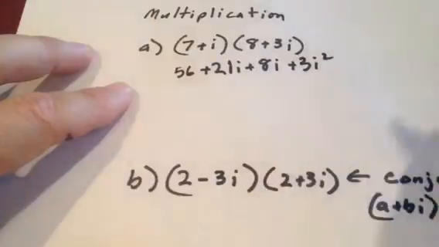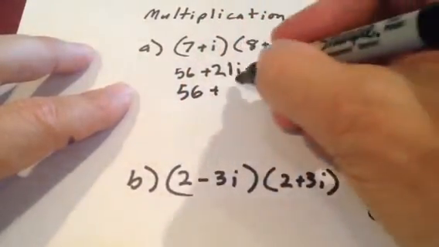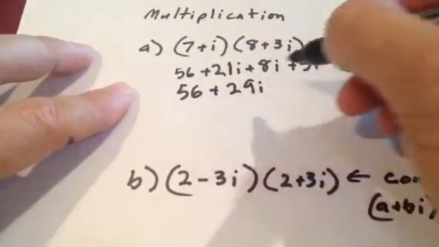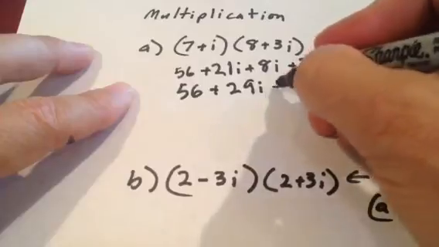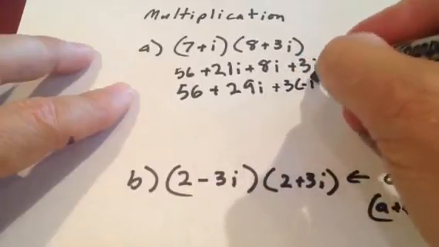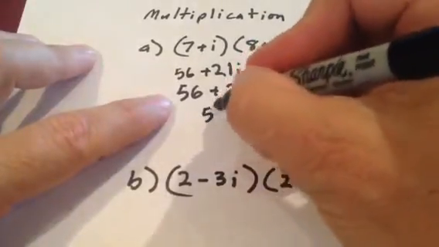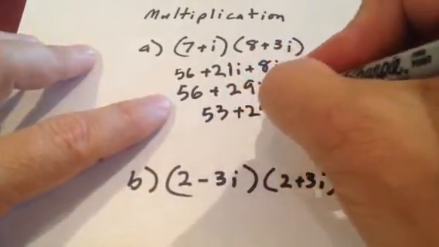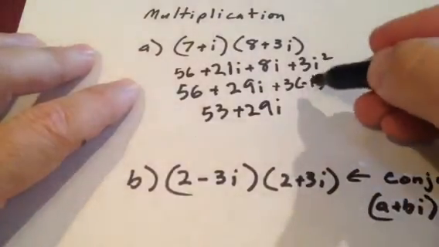Except 3i squared, I can simplify. So this is 56. And these two combine to 29i. I'm hoping I'm not making any errors here. And then 3i squared is going to be 3 times -1, or -3. So -3 and the 56 will make 53 plus 29i. That's my solution. And so that i squared becomes a -1.